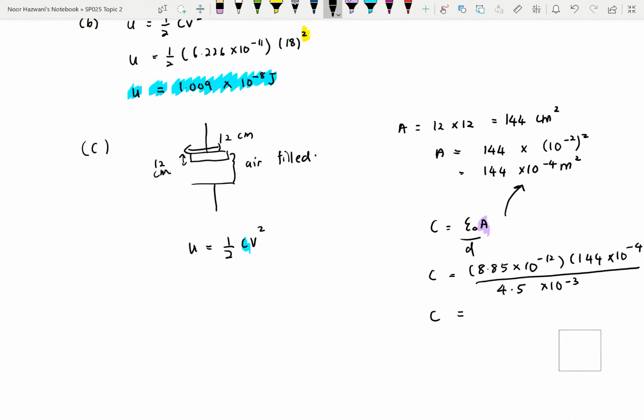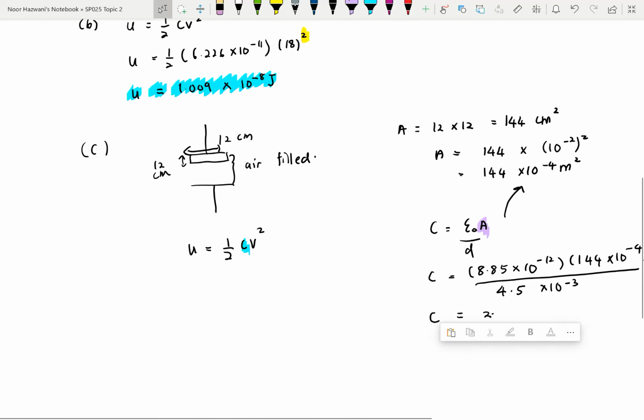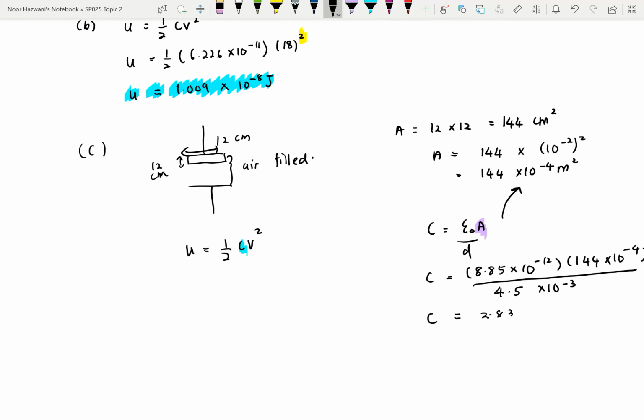Okay, and then press your calculator and then you will get 2.832 times 10 power of negative 11 farad. So you have got the new C, then you can now calculate the energy stored. So half times C 2.832 times 10 power of negative 11 and then your voltage is 18 squared. So your new value of U is 4.59 times 10 power of negative 9 joule.